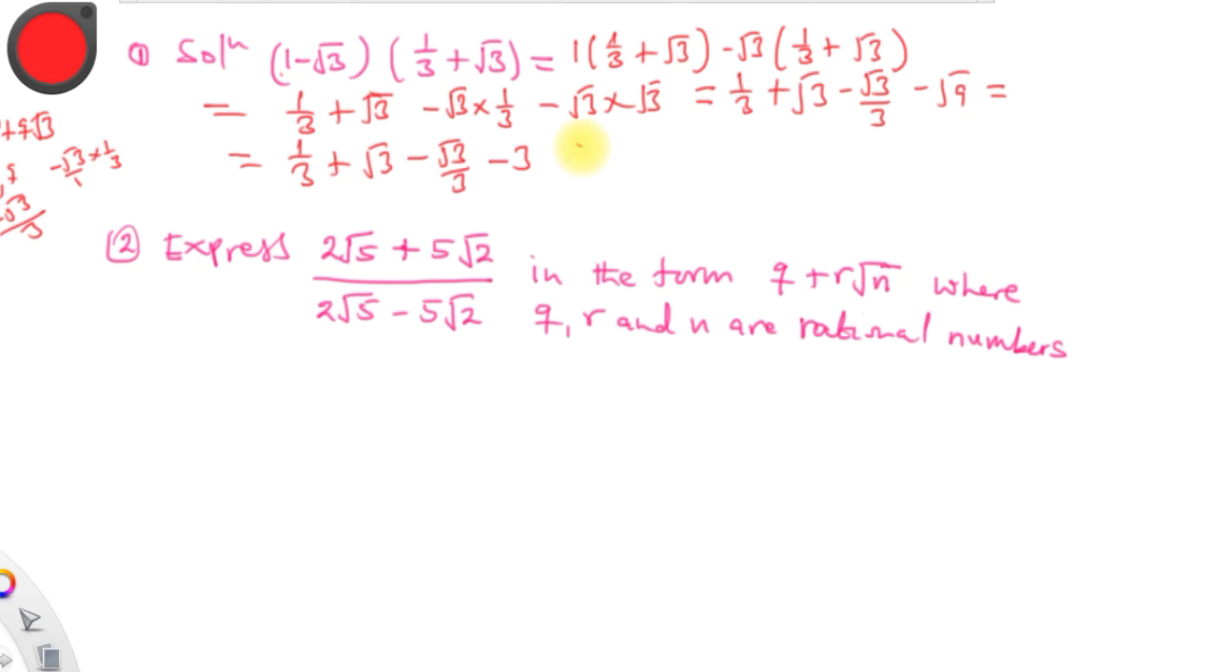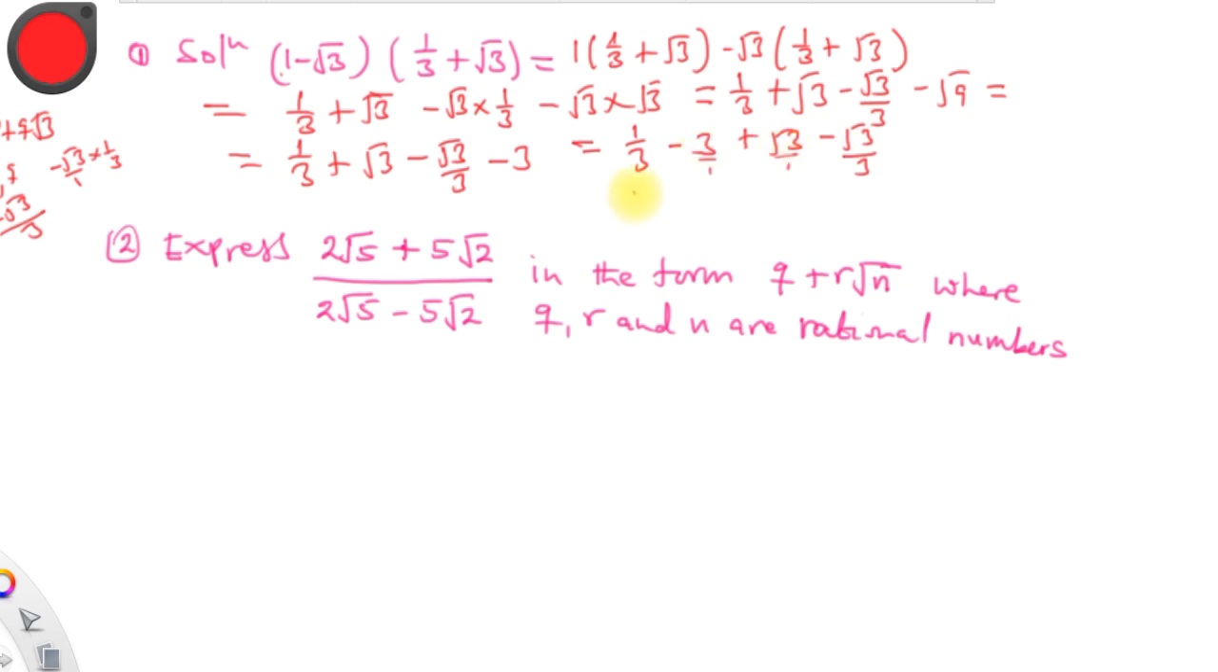You can group the sets together and then the real numbers together. So let me rewrite. You can have 1 over 3 minus 3, this minus 3, I bring it. And then we have plus square root of 3 minus square root of 3 over 3. Know that this is the same as over 1, and this is the same as over 1.